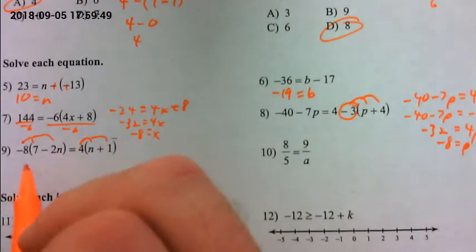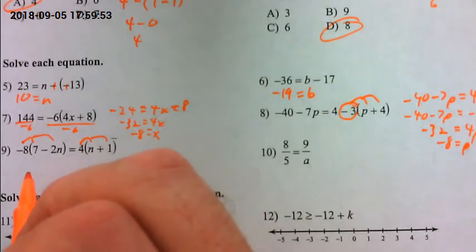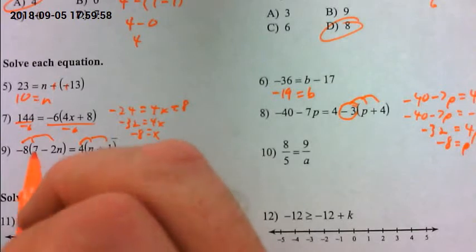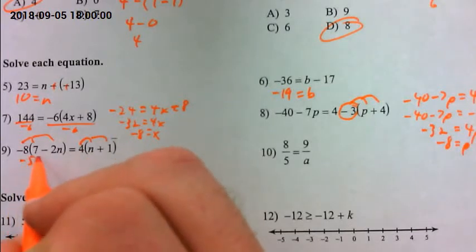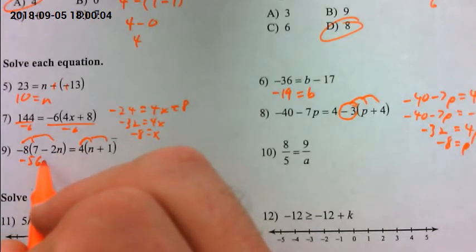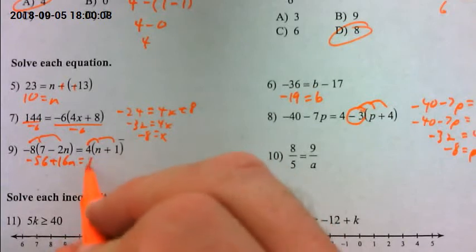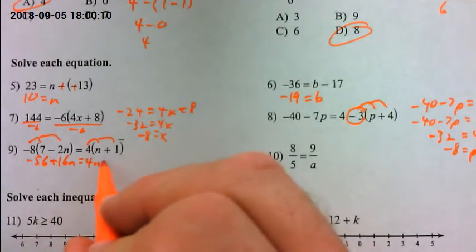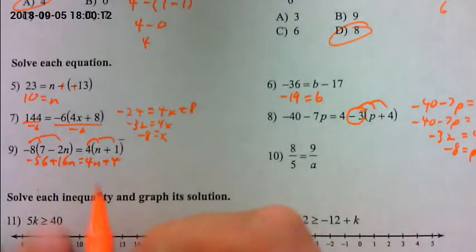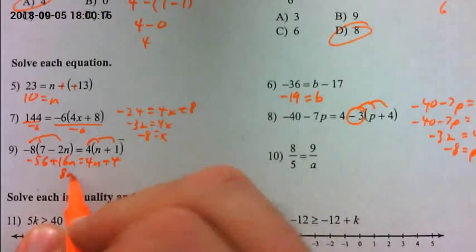So we have -8 times 7, which would be -56. That times -2 would be a +16n. 4 times n, 4n. 4 times 1, 4. So now, bring the n over to this side by subtracting it, leaves you with 8n.